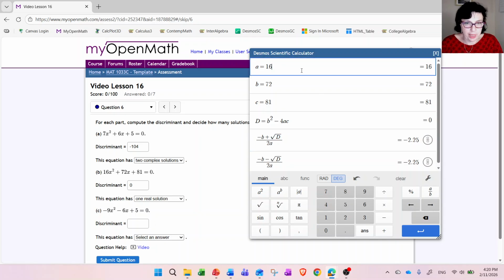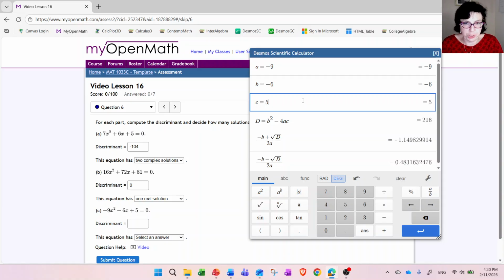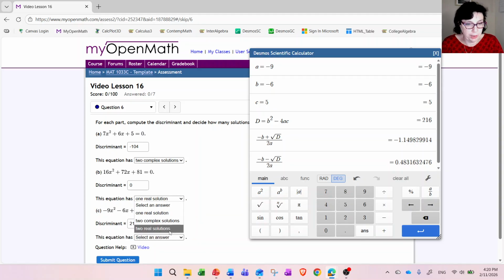Finally, we've got negative 9 for A. We've got negative 6 for B. And then we have 5 for C. When I computed it, it did give me two different solutions, which means that the discriminant is positive, and I saw two different, what we call real solutions.